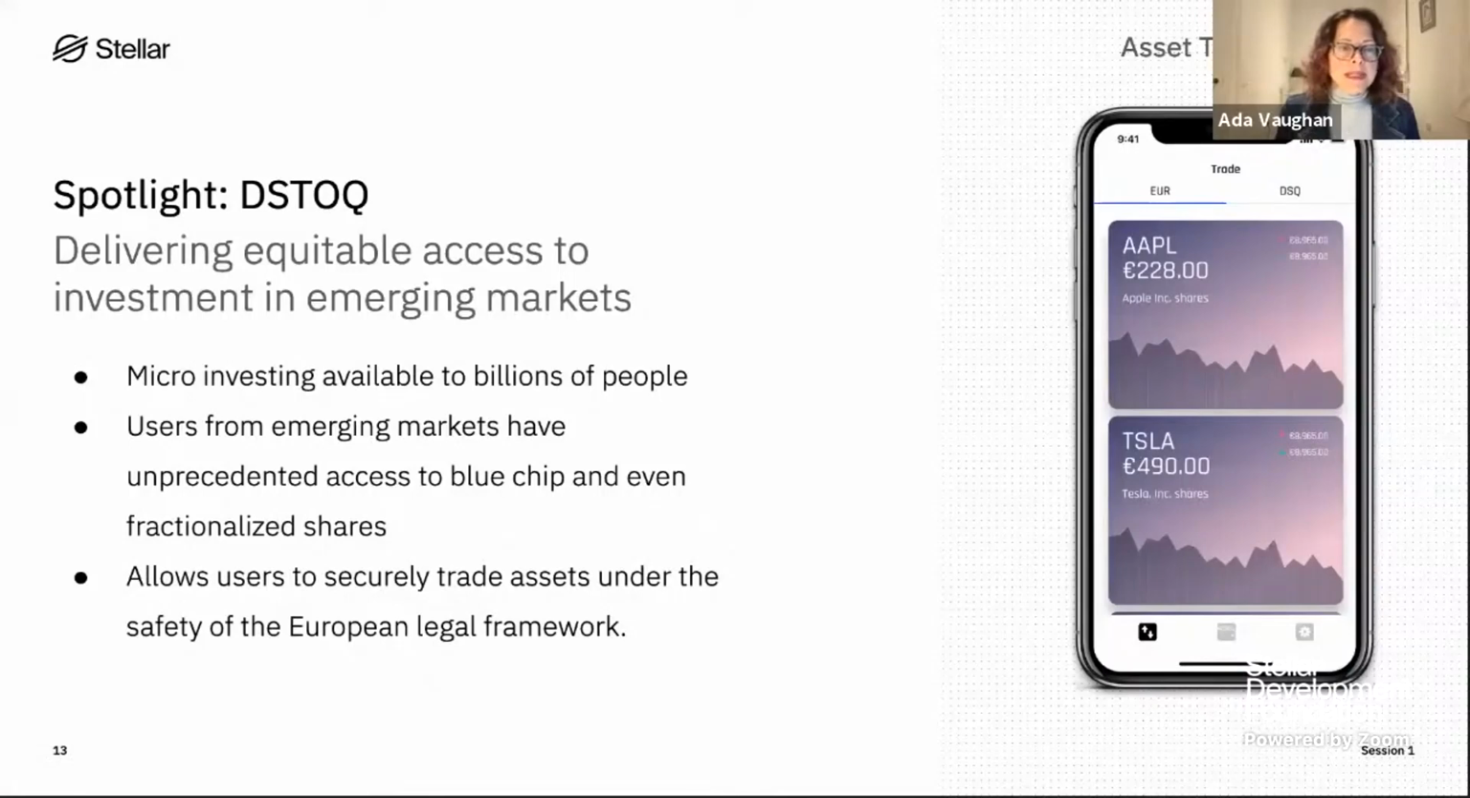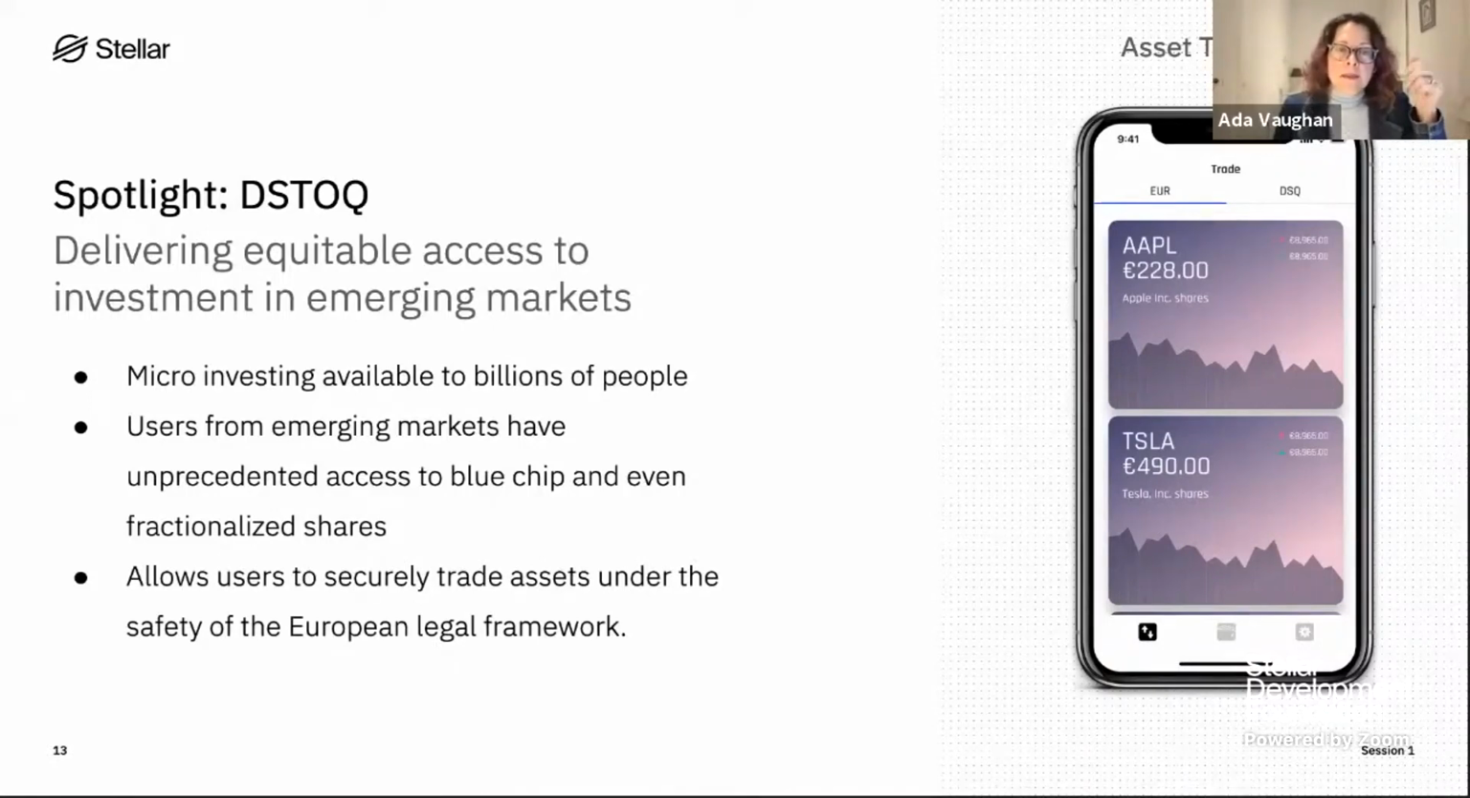and give you an idea of how that works. So they are a company that offers access to stocks like Apple and Tesla, like you can see here, in emerging markets. They also allow micro investing, so you can buy a fraction of a share for someone who maybe can only invest 10 euros or 20 euros. And this is a really unique way to expand access to high quality assets that otherwise they would not be able to reach. And they can also securely trade them.